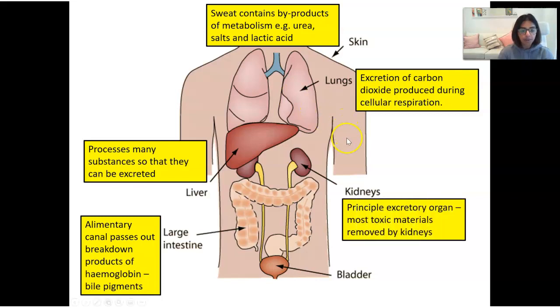Finally, the principal excretory organs that we have are the kidneys, situated at the back of the abdominal cavity. This excretes toxic materials which are removed by the kidneys via the bladder and urethra.